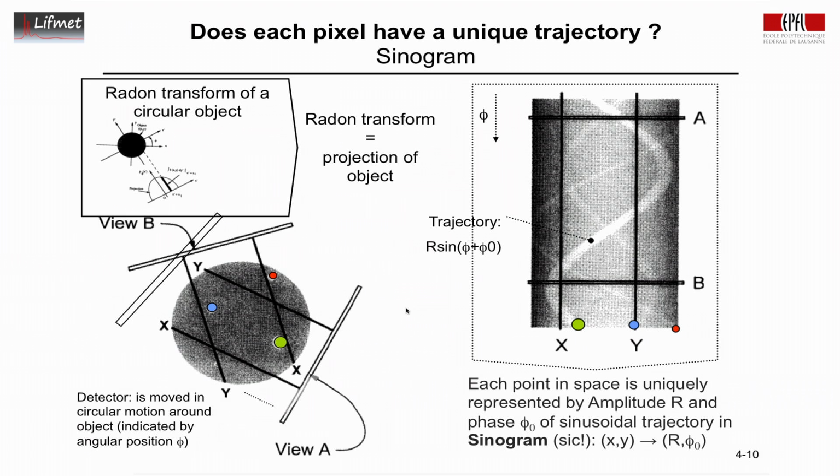So the conclusion here is that each point in space is uniquely represented by the amplitude r and the phase phi 0 of a sinusoidal trajectory in this plot here, and this plot is called a sinogram. So nomen est omen, it is a sinusoidal function, so this depiction here is called a sinogram. So a pixel in position x and y can be represented by a unique coordinate in r and phi 0.